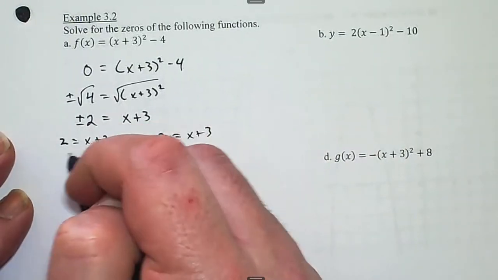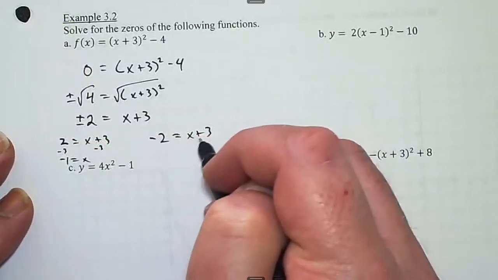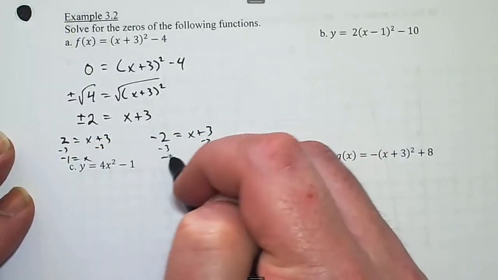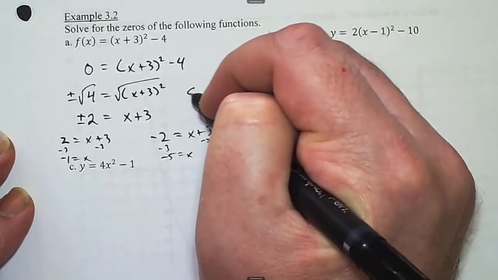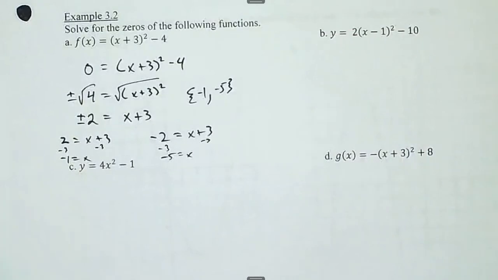Now subtract 3 from each side. Negative 1 is equal to x. Subtract 3 from each side. Negative 5 is equal to x. So the zeros are negative 1, negative 5. So if you can remember this process, finding the zeros of a function in vertex form is really super easy. Let's try the next one.